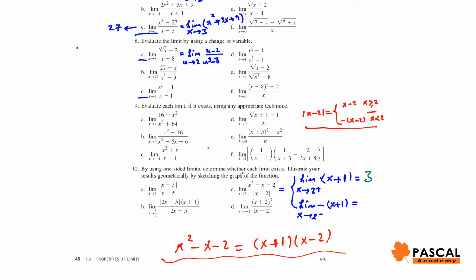When x approaches 2 from the left side, the absolute value of x minus 2 is negative (x minus 2). By factoring and reducing, the given limit as x approaches 2 from the left side equals the limit of negative x plus 1 as x approaches 2 from the left side, which is negative 3. We found the right side and left side limits of the given function as x approaches 2. They are not equal, therefore this limit does not exist.